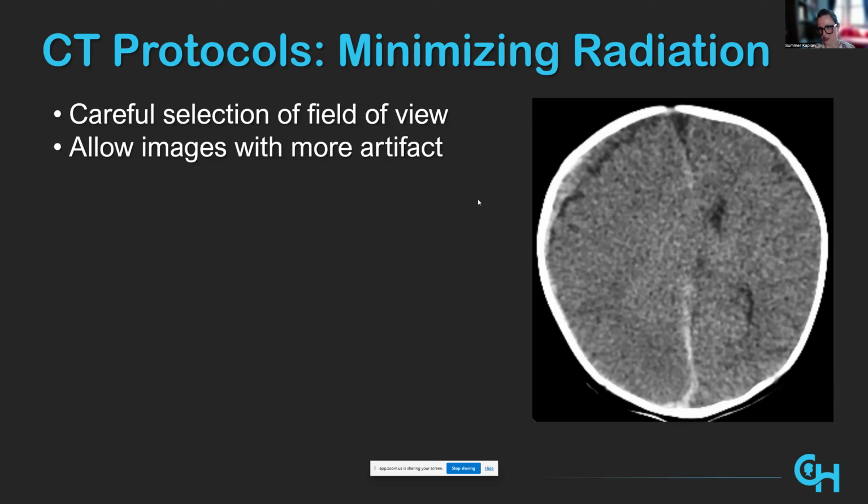This head CT here, which I showed you earlier on the infant, has a very grainy appearance to it, like it's very speckly. And that's a characteristic of lower dose exams. You can see, for example, the wall of the lateral ventricle is a little fuzzy looking because it's so speckly. So that speckly appearance relates to a lower dose study.